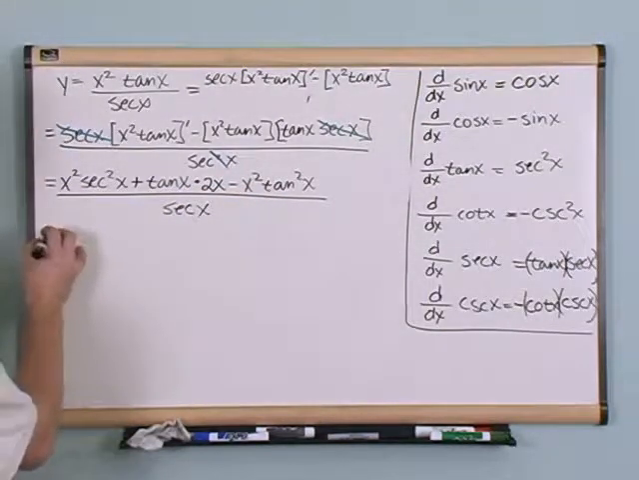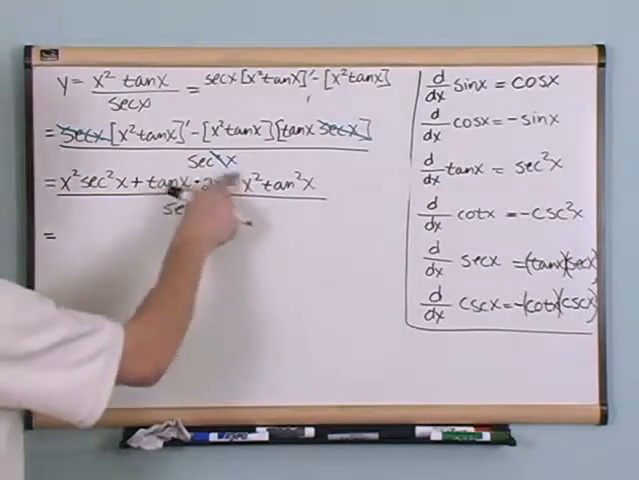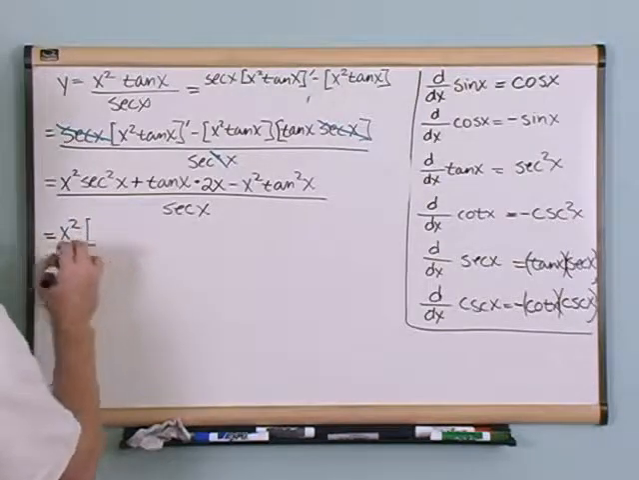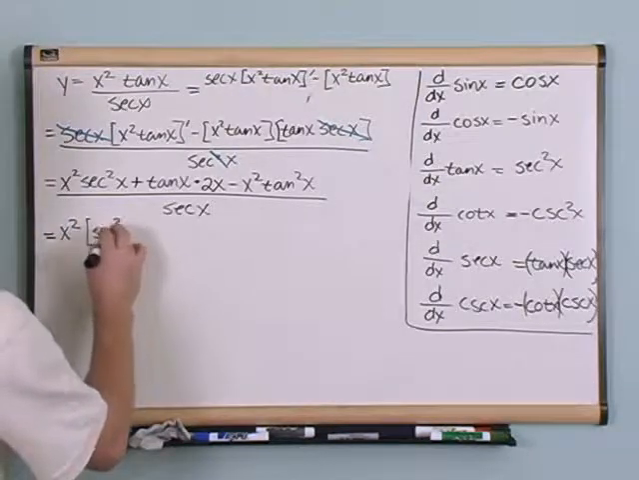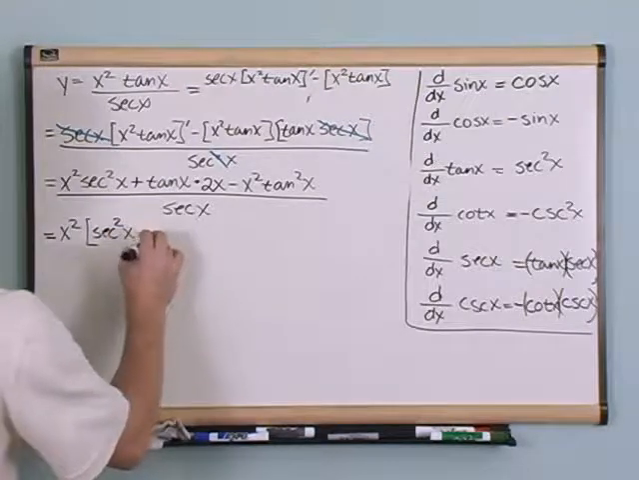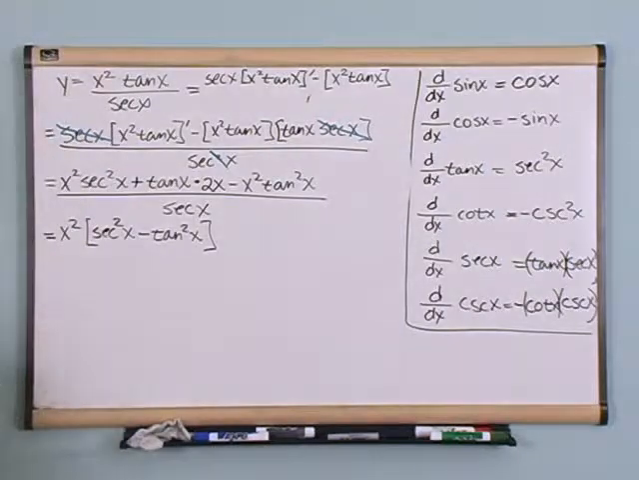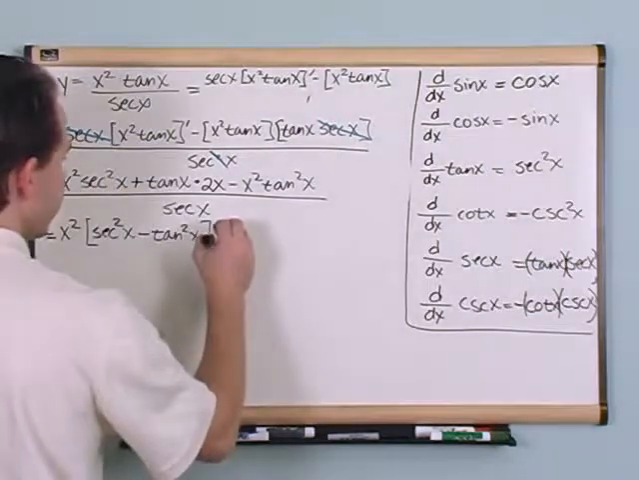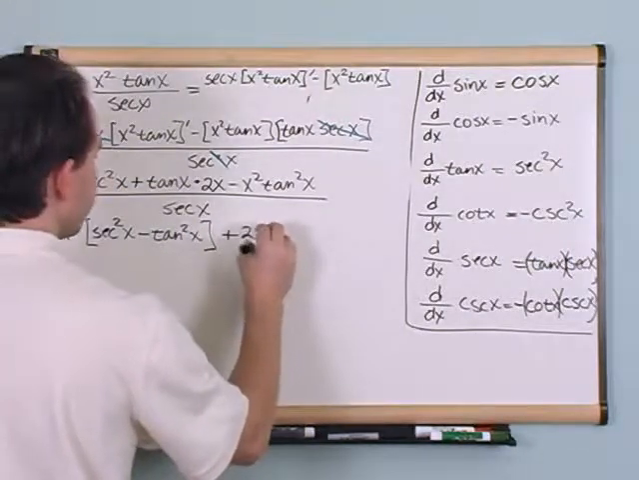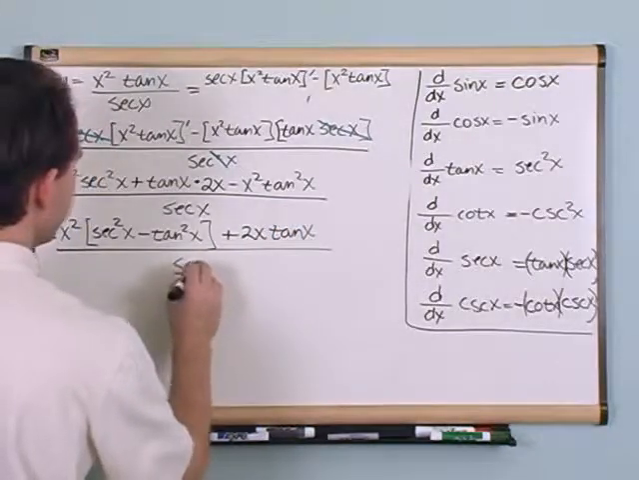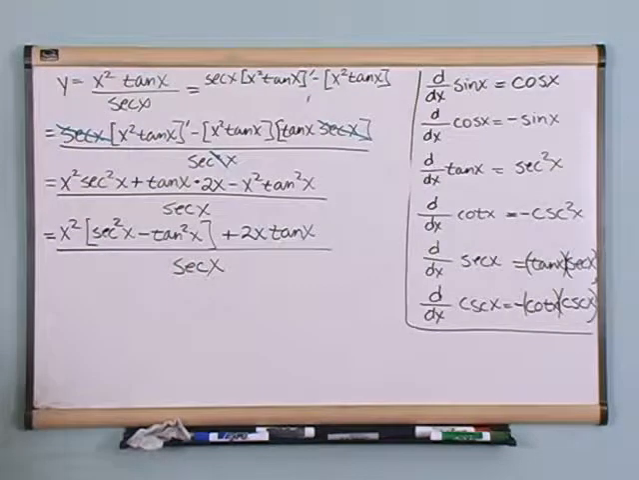So really what I'm going to do is take an x squared and factor out an x squared from here. So I'm going to have x squared, and inside of this I'm just going to have secant squared of x minus tangent squared of x. And you'll see where I'm going with this in a second. Plus 2x tangent of x. And on the bottom you still have the same old secant of x. Now that's almost the answer.